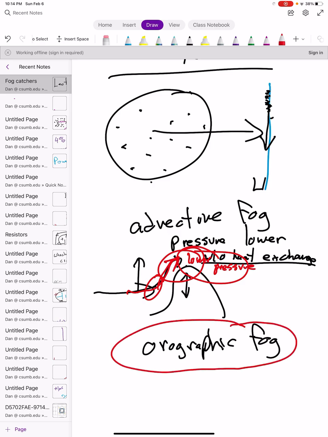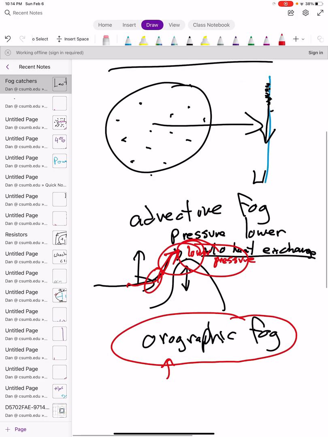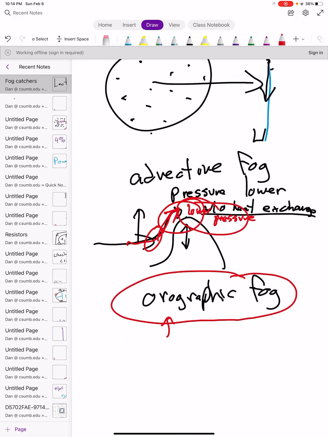It's formed by mountains, basically. Orographic refers to the height difference associated with mountains and the structures associated with mountains. Okay, so sometimes you get a combination of advective and orographic fog.